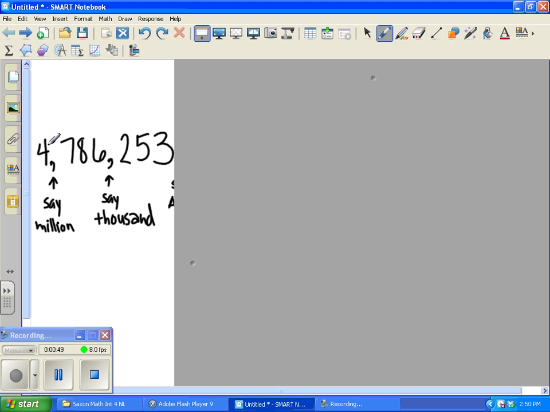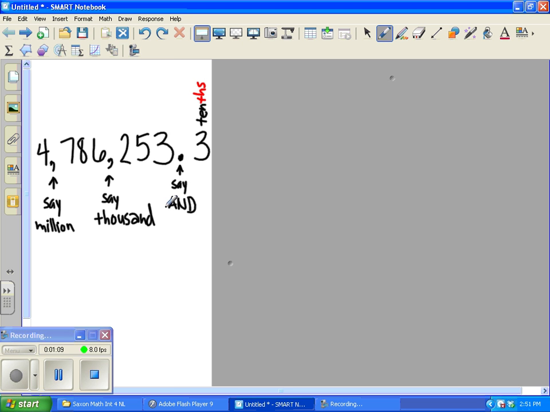When we start on the left, you just read this first digit that's in front of the comma and you say 4. Then you see that comma and you say million. So 4 million. Then you say this 3-digit number, 786,253. Now, what if there were more to this number? What if it went this far?